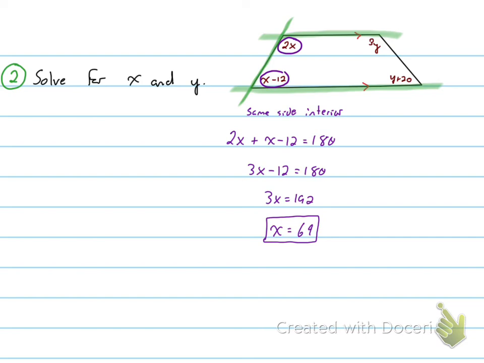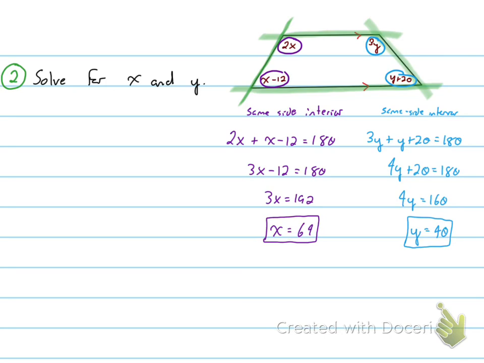I'm going to do the same thing to find my y value. I see that those two angles are also same side interior. So I add them up and set them equal to 180. 3y plus y plus 20 equals 180. Combine like terms. I'm going to subtract the 20 on both sides. Finally, divide by 4. And I would get that y equals 40 and I'd be done.